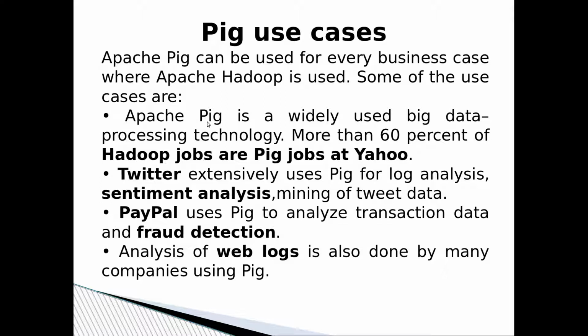More than 60% of the Hadoop jobs are Pig jobs at Yahoo. So one use case we see is that at Yahoo, 60% of the Hadoop jobs are Pig jobs. Then Twitter is using Pig for log analysis, for sentiment analysis, and for the mining of tweet data. Mining means we are trying to extract important information from the vast amount of data present on Twitter. And one important aspect of Twitter is to analyze the sentiment, the mood of the people. So Pig is used extensively for that.